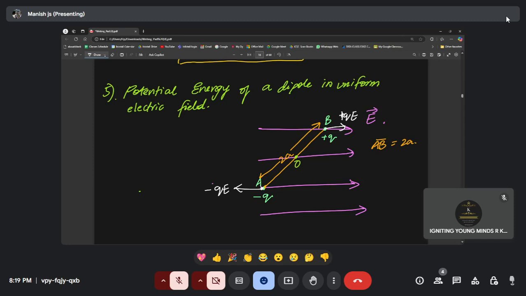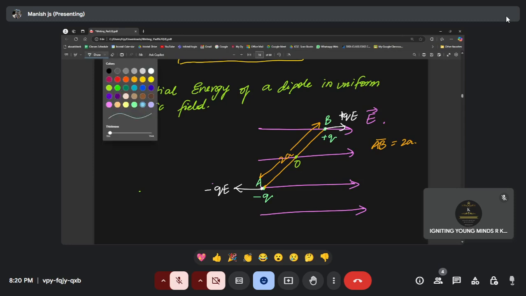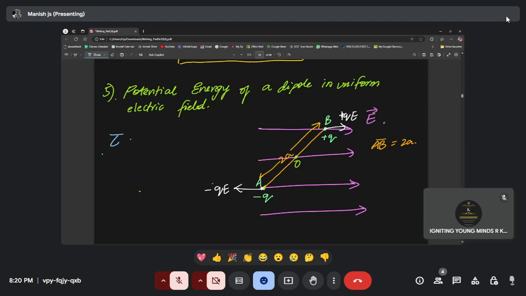And we have already learned the formula, so I'm not deriving it again. I hope you guys remember it. So torque is given by the relation tau is equal to PE sine theta.